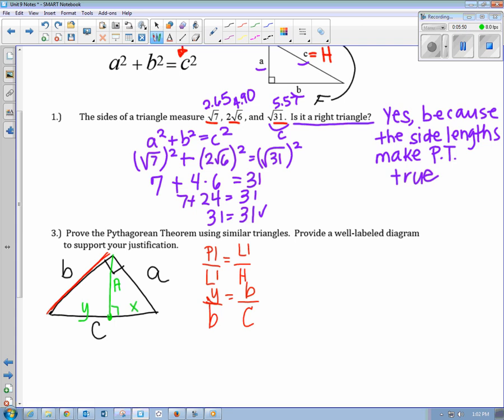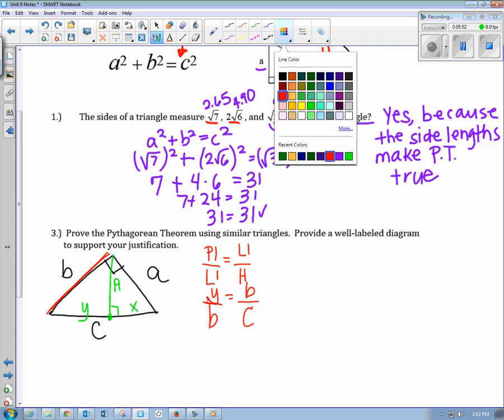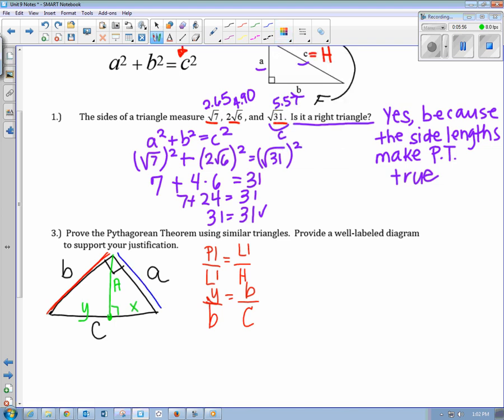And then I'm going to go back and talk about the other leg. And we know that the other leg is A. And we've talked about how when we're working with leg 2, we use part 2 of the hypotenuse and the whole hypotenuse. I'm going to substitute in what I know. Leg 2 is A. Part 2 of the hypotenuse is X. That's the part that's closest to it. And the whole hypotenuse is C.